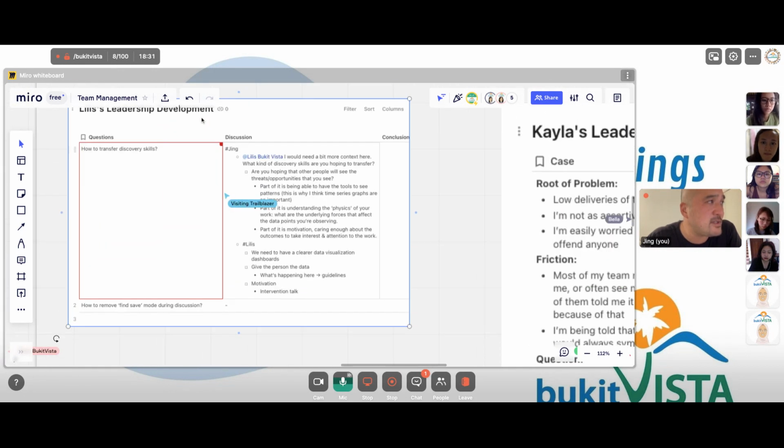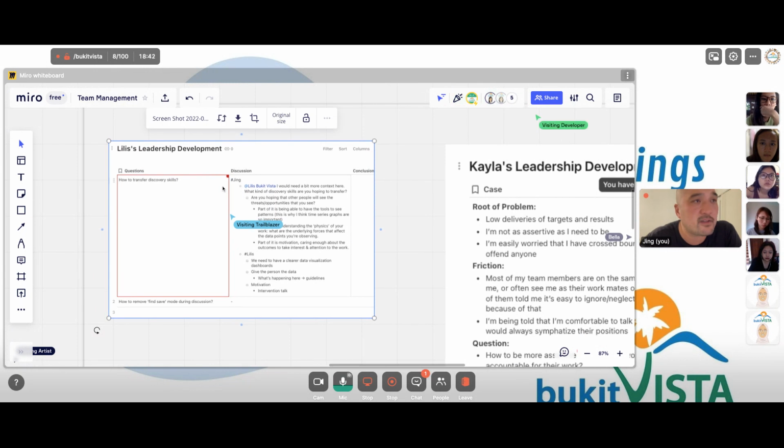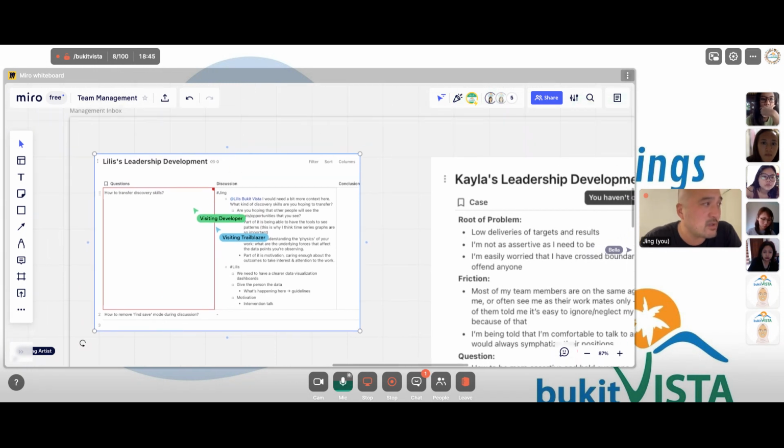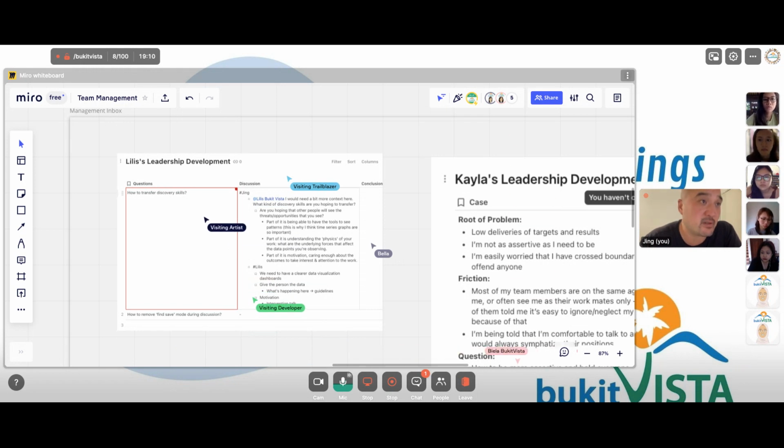Okay, first, let me zoom in onto... Actually, you know what? This is a really good point. Let's zoom in on Lillis's card first. That's on the upper left corner of the management inbox, so we'll take a look at it. This was one of Lillis's questions: how do you actually transfer discovery skills? Let's say you have a team with 24 people in it, and it seems like nobody is discovering where the key problems are, or they're not raising the issue. What could be the way to start transferring those ideas and that skill?